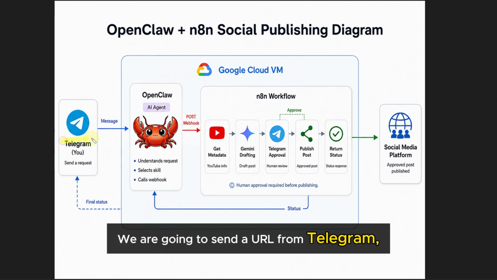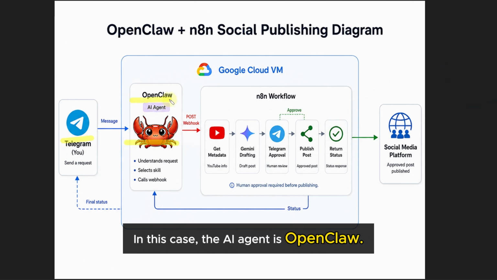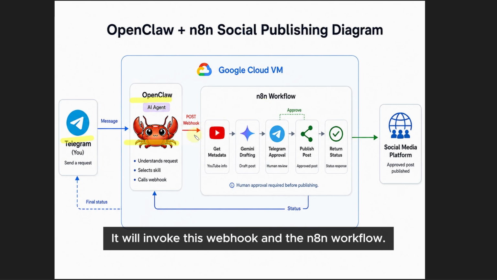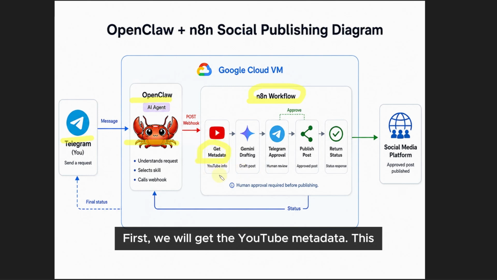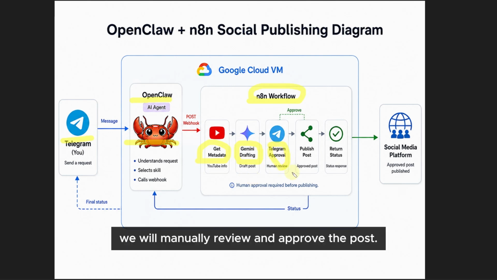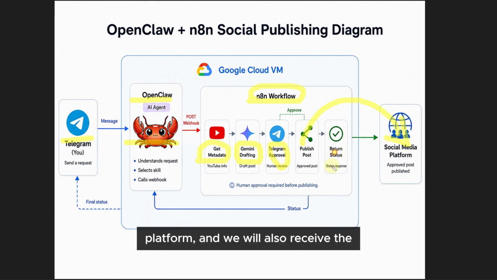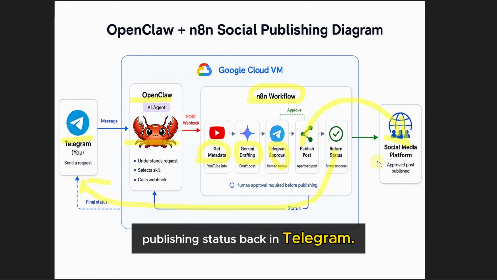So we're going to send a URL from Telegram, and that will be sent to our AI agent. In this case, it is OpenClaw, and it will invoke this webhook n8n workflow. So we'll use part of our previous workflow. For example, we're going to get the YouTube metadata, and this time we're going to use Gemini. So we are using the AI model to draft a post. And then we'll manually review that post and also approve that. Once we approve, it will be sent out to the social media platform. And also we'll receive the status back in Telegram as well.